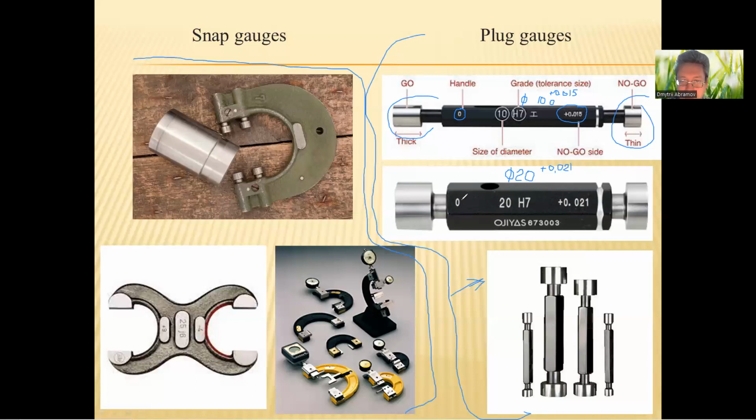Lower limit deviation of the hole 0, or H7. H is the fundamental deviation, and 7 is the IT grade or tolerance size of the hole with nominal diameter 20 millimeters. And its go side and no go side of the plug gauge.